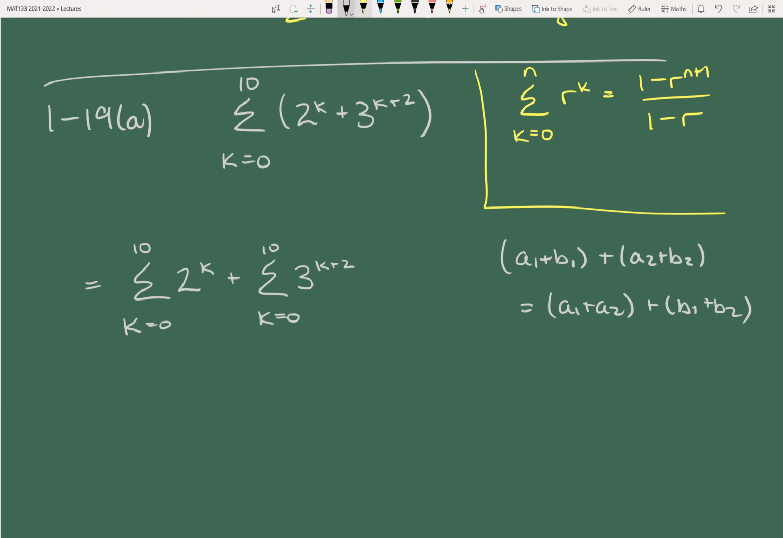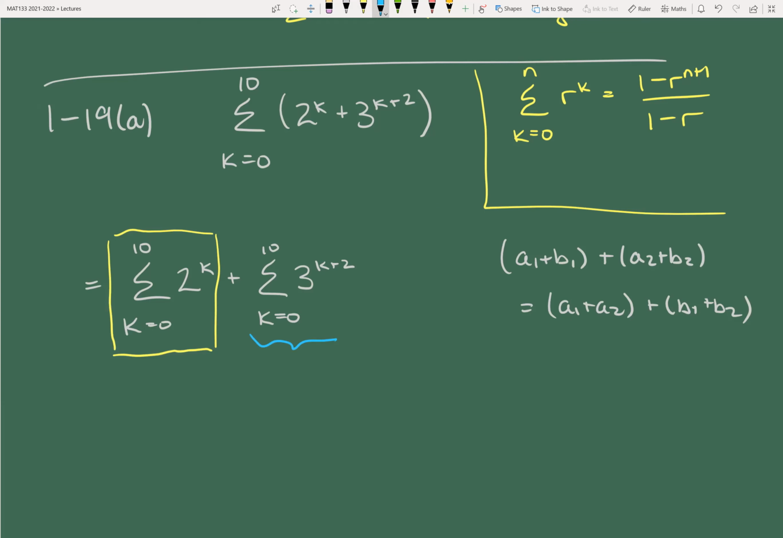Okay, so we're in a good place for this thing. This thing looks like our thing in yellow in the top right-hand corner, so we're not worried about that. We can probably figure that one out. But this one here is still giving us a little bit of trouble because it doesn't look like just r to the power of k. It's got this annoying plus 2 thing in it.